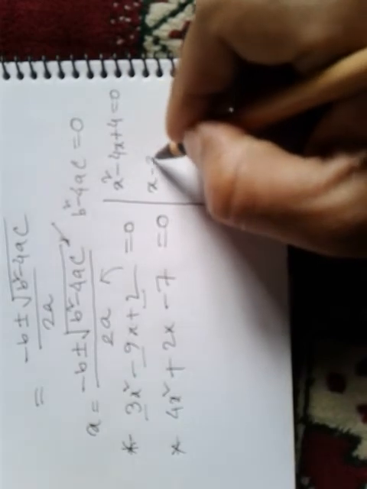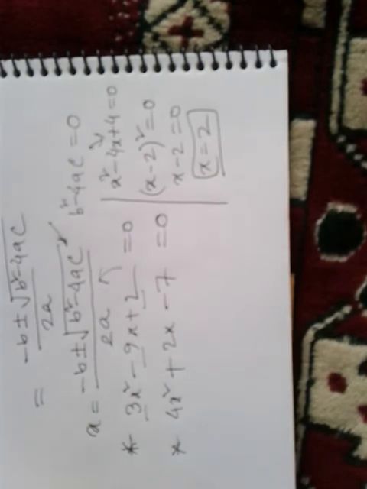So let's check a special case here to justify this. Suppose x square minus 4x plus 4 equals to 0, and we can write this like x minus 2 whole square equals to 0, and then x minus 2 equals to 0, giving us x equals to 2. Though this equation is a quadratic equation, it is not giving us two different values.